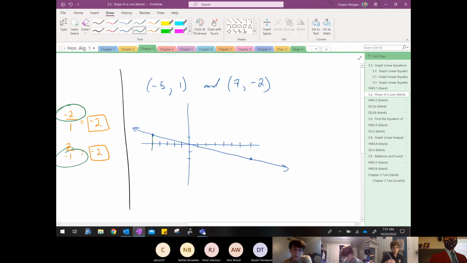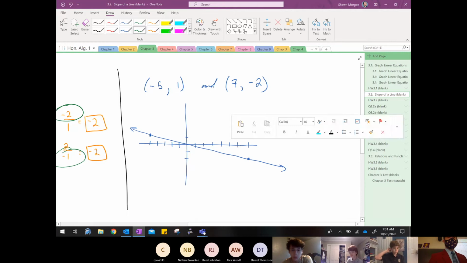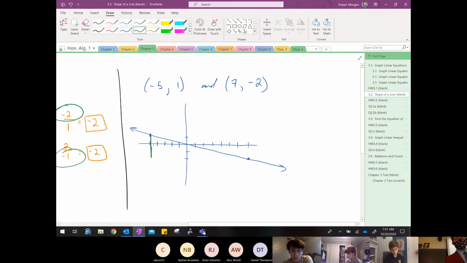What's my delta y? Yes, sir? Can we still simplify? If you didn't hear that question, he said, do we still simplify? Absolutely. Always, always, always. That's why I'm drawing this one out, by the way. The 2 points are pretty far apart.